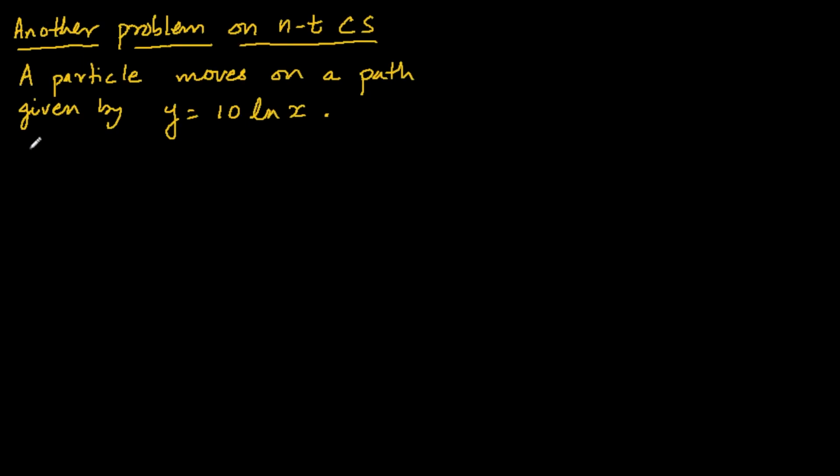Let's solve another problem on the NT-coordinate system, and let's start that. In this problem, it's given that a particle is moving on a path that is given by this equation: y is equal to 10 times ln x. Okay, ln is log to base e. And then there could be many questions, for example, what could be the acceleration of a particle at a given point.